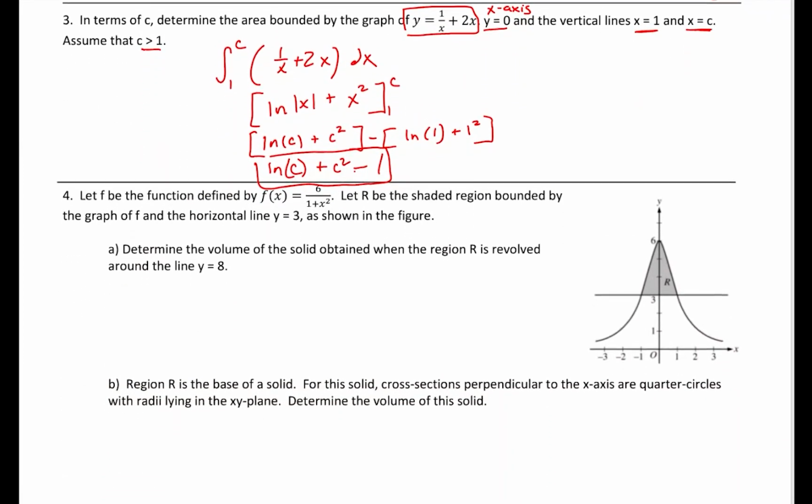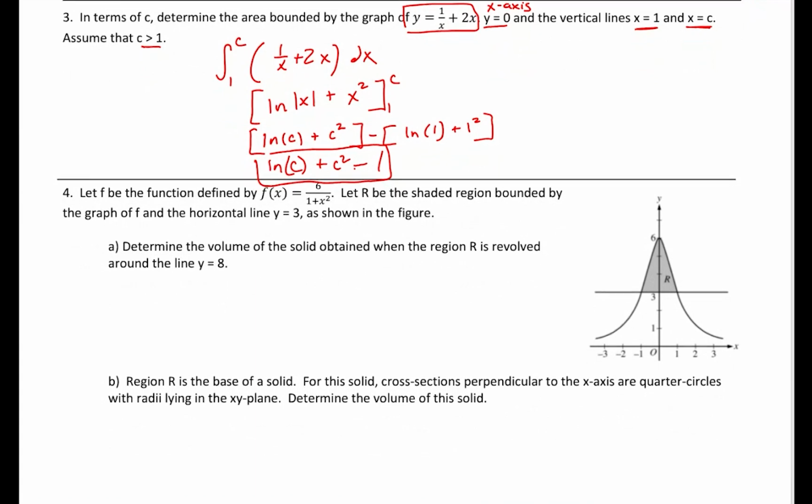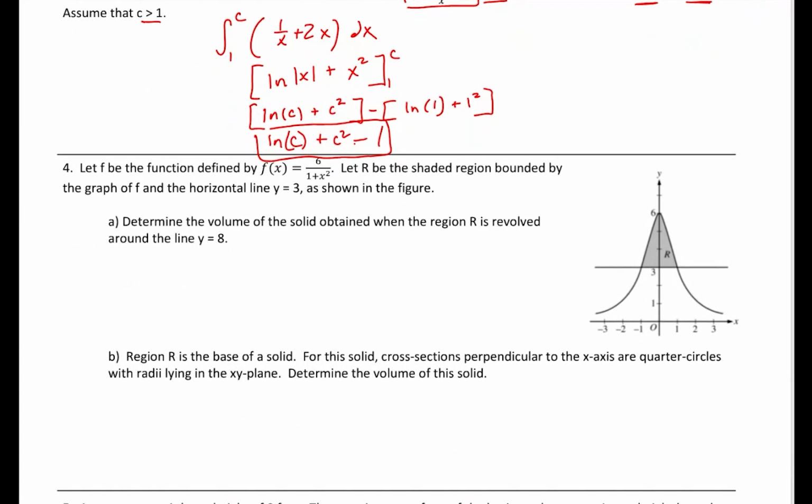Number 4 says let f be the function defined right there for you, 6 over 1 plus x squared. Let R be the shaded region bounded by the graph of f and the horizontal line y equals 3 as shown in the figure. Determine the volume of the solid obtained when the region R is revolved around the line y equals 8. So y equals 8 is like up here.